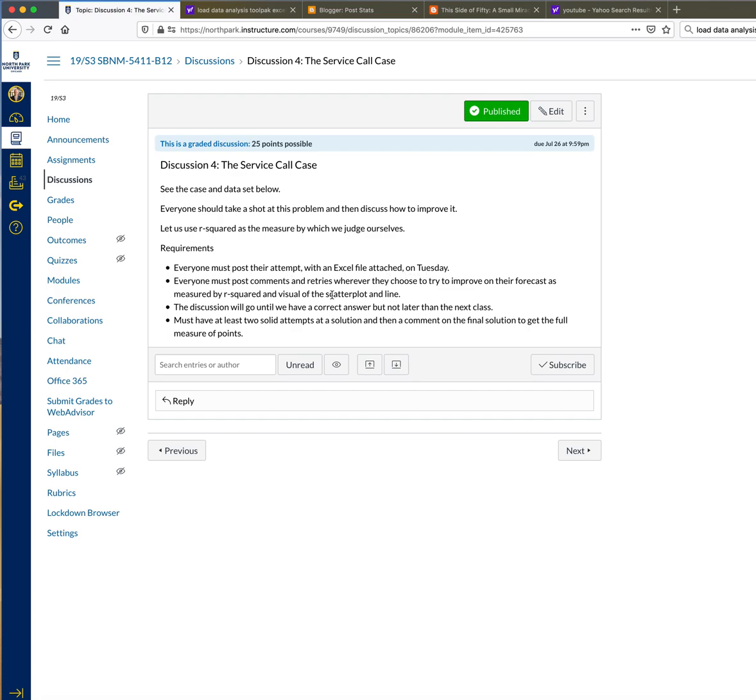Everyone must post comments and retries whenever they choose to improve their forecast as measured by R squared, and the visual feedback you get from a scatter plot and line. The discussion will go on until we have a correct answer, but not later than the end of the week on Sunday. Must have 2 solid attempts at a solution and then a comment on a final solution to get full credit.